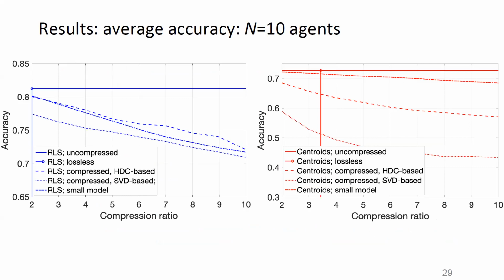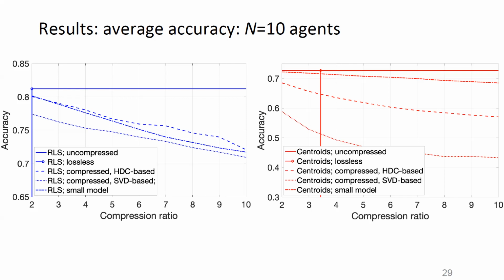So these are the average accuracies for 10 agents. We performed the experiments in the distributed scenario with both procedures for both classifiers. On the right, you have the centroids in red, and on the left, you have the regularized least squares in blue. The accuracy is on the y-axis and is plotted against the compression ratio. The vertical lines, as I said, stand for the lossless compression accuracy, which is fixed. And the horizontal line is the uncompressed baseline, which you will see at the top part of the figures.